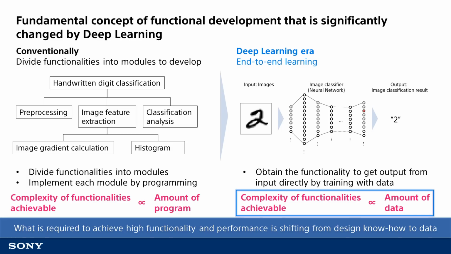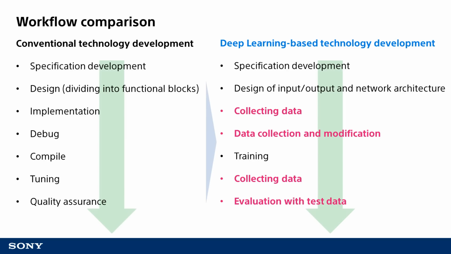This means that the data amount determines the performance and complexity of the functionality developed. The skills and development methodologies necessary to develop high-performance functionality are starting to change significantly. Let's compare the workflow of actual software development with functional development using deep learning.